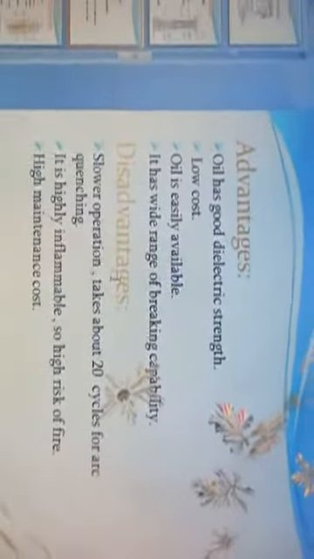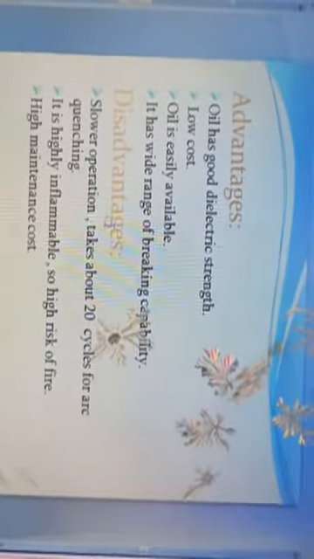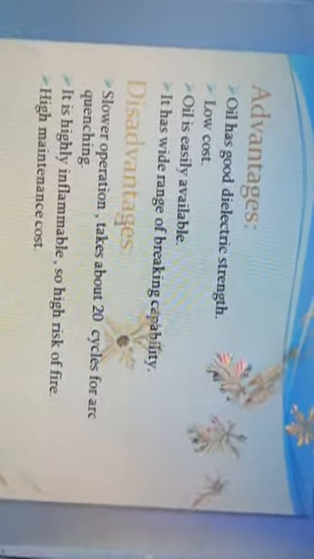So the advantages of this minimum oil circuit breaker are that oil has good dielectric strength, low cost, is easily available, and has a wide range of breaking capability. Then the disadvantages: slower operation, it takes about 20 cycles for arc quenching, it is highly inflammable so there is high risk of fire, and the last one is high maintenance cost.